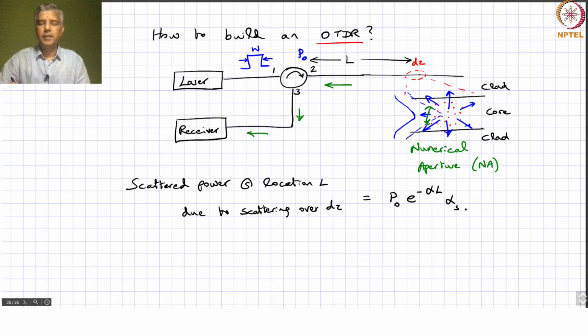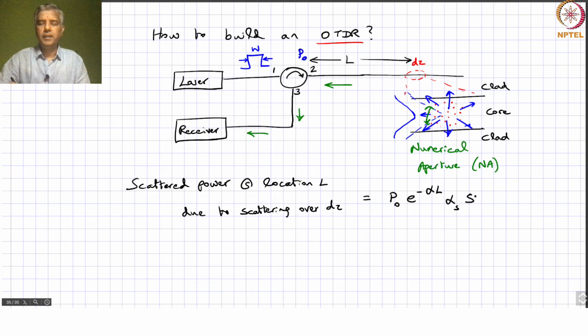But not all of that light is actually collected by the fiber. So only a certain fraction. There's a scatter capture coefficient. Let's just call that S. So that will be the fraction that's actually supported in the fiber.